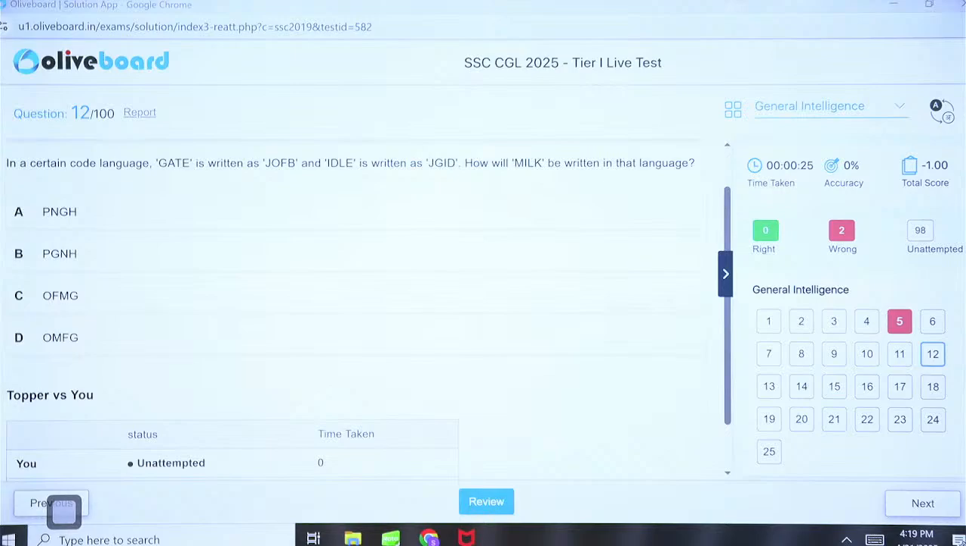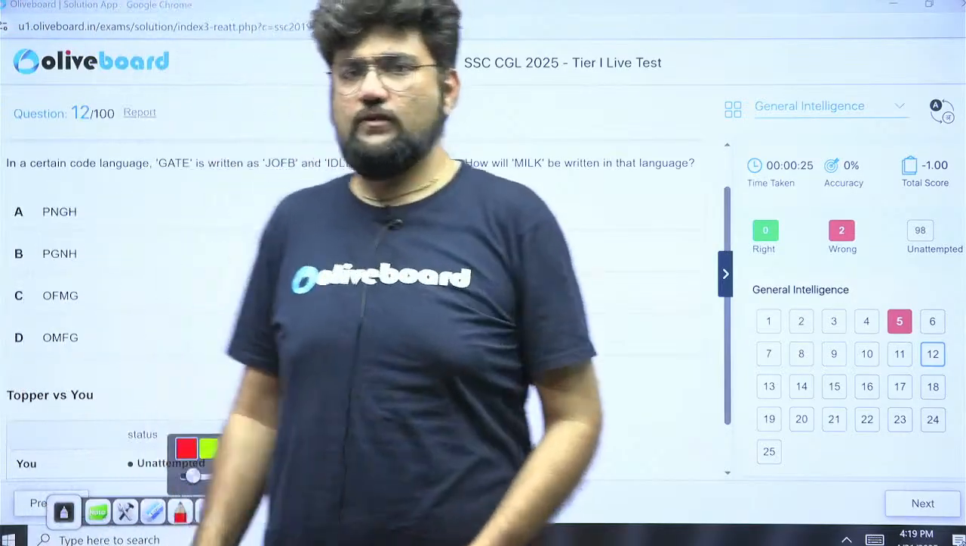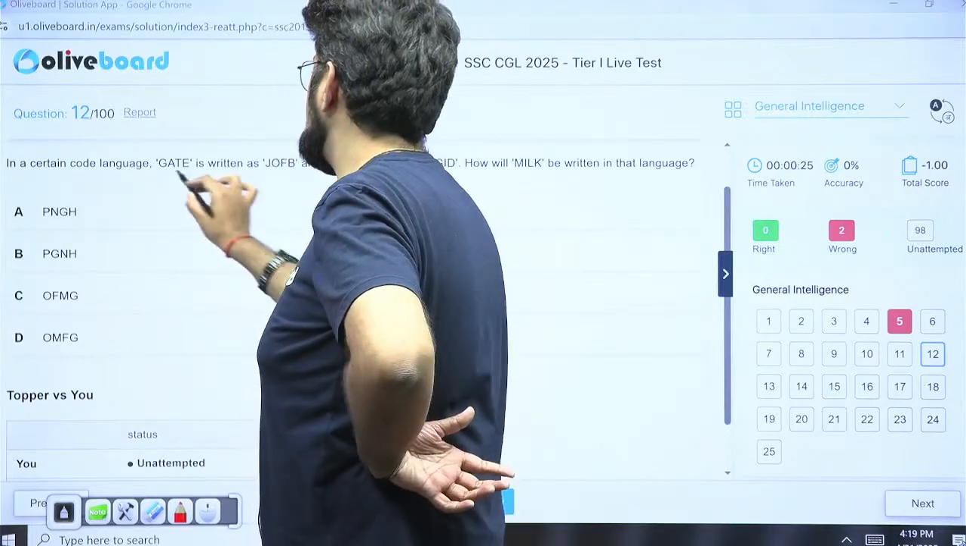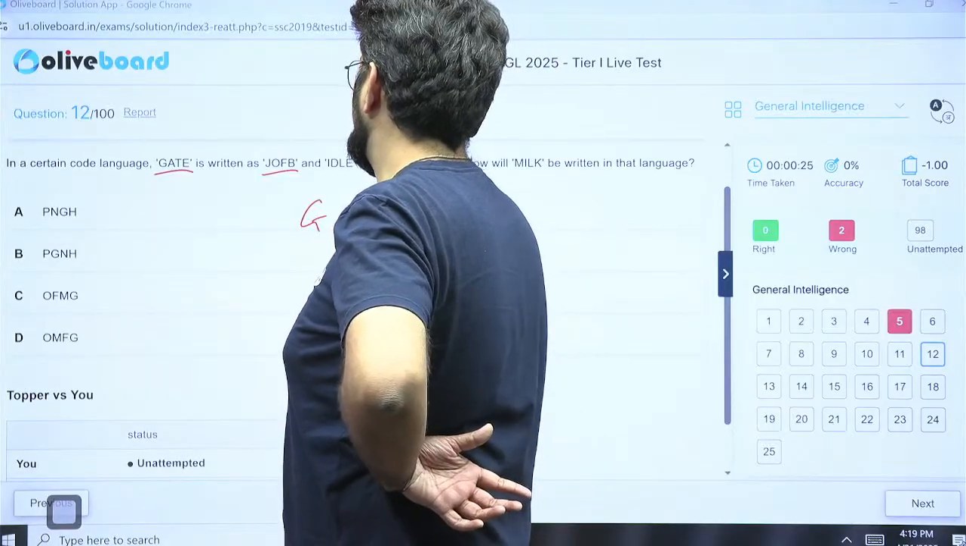Gate is written as GOFB. Correct. I have taught you this logic in my previous sessions also. In I think the marathon which I had conducted, or maybe prior to that on this Saturday. Now here gate and JOFB, no matter how much you try, you will not get a correct logic here. Okay. This is a very popular question actually.